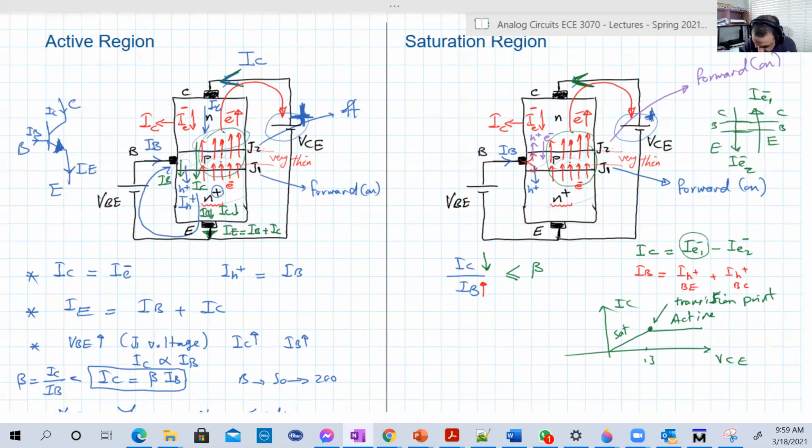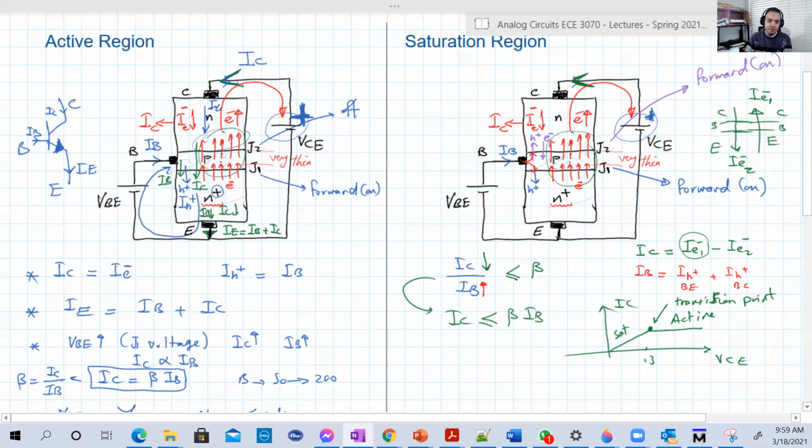So now IC doesn't equal beta IB. IC is less than or equal to beta IB. It will be equal to beta IB in the active region. When you go to saturation, it will be less than this. But still, IE is the addition of both, so relation 2 is still IE equal to IC plus IB.